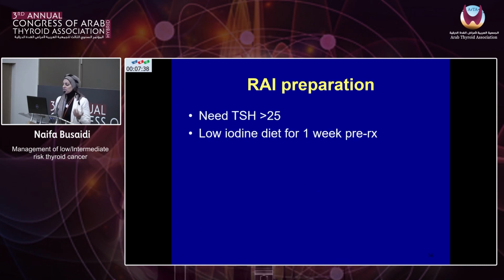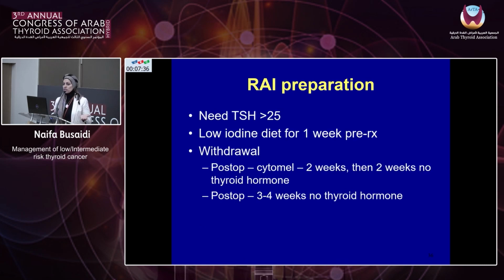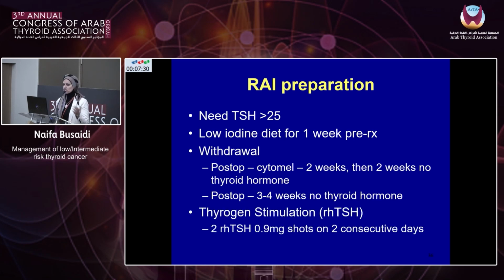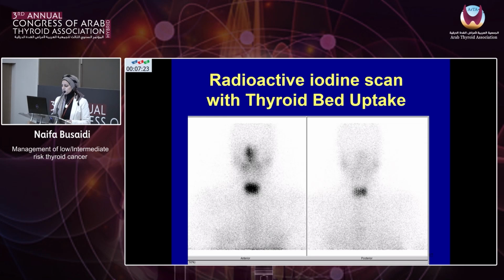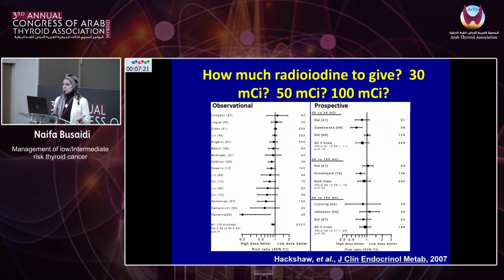So I think everybody here knows that to prepare these patients for radioactive iodine, we need that TSH to be high to make the body hungry for the iodine, and you can do this under withdrawal conditions, taking them off their thyroid hormone, or under recombinant human TSH, or Thyrogen. And there was a long discussion for many years about how much iodine. There were observational studies that suggested that high dose is better, and there were prospective trials that said maybe not.